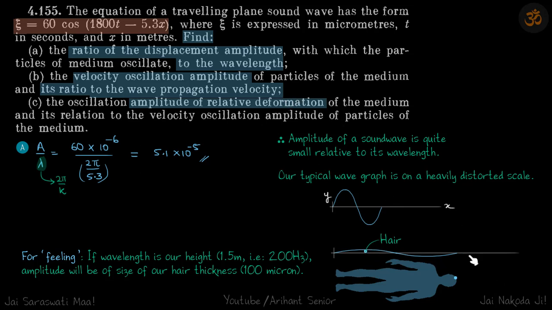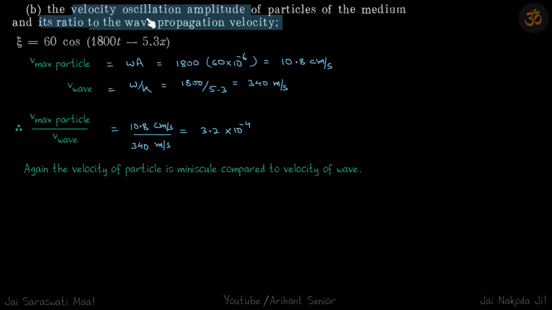Now for the B part. Here we need to find the ratio of the velocity amplitude and the wave velocity. We know the maximum velocity of the particle will be omega A. So A is here and omega is here, so that comes to be this. It's 10.8 centimeter per second.